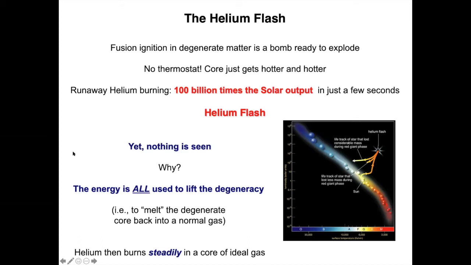Helium then burns steadily in a core of ideal gas. The hydrogen burning shell is pushed outwards by the new luminosity of the core, which cools it down and reduces the nuclear burning rate and thus the luminosity. The temperature gradient drops accordingly, becoming subadiabatic, and the deep convection zone that made the star a red giant ceases. The star contracts and settles in the horizontal branch.